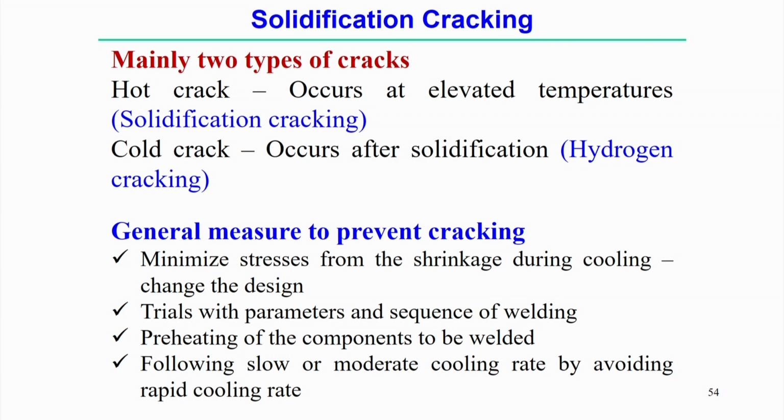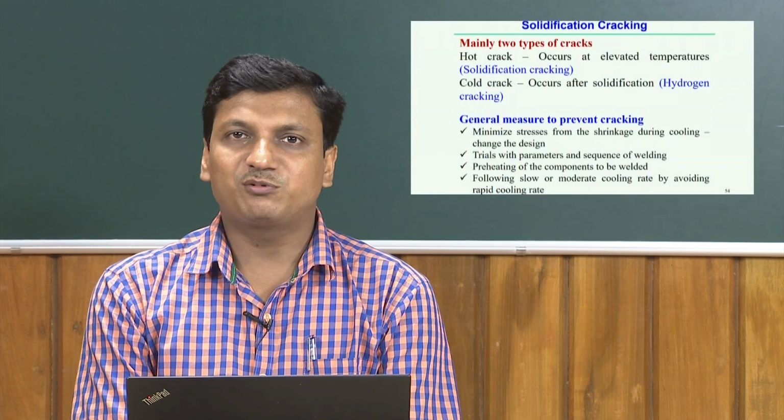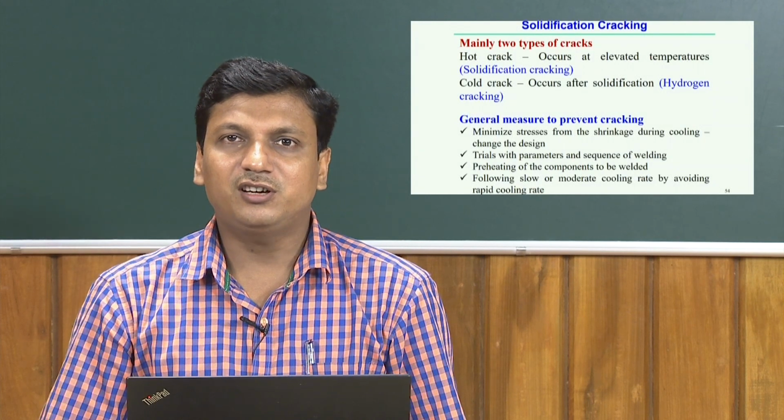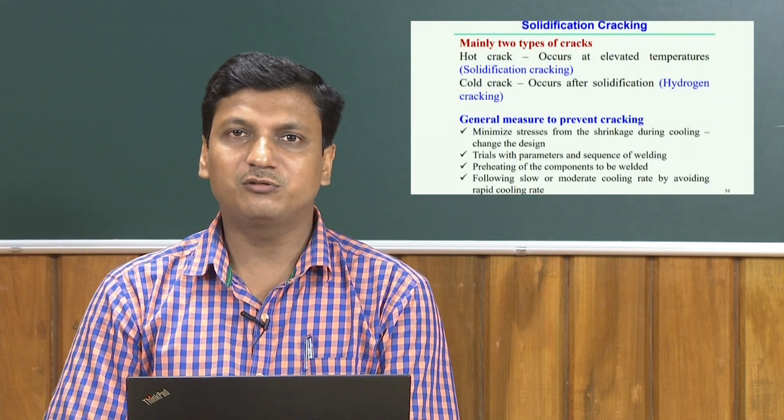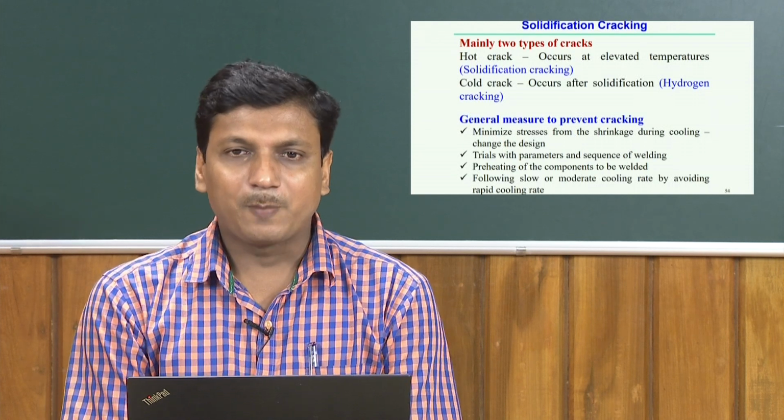So, these two types, hot cracking or solidification cracking and cold cracking or hydrogen cracking, are generally observed during the fusion welding process. But of course, these two cracking phenomena entirely depend on several parameters, though mostly they are linked with the metallurgical transformation that occurs throughout the solidification period.